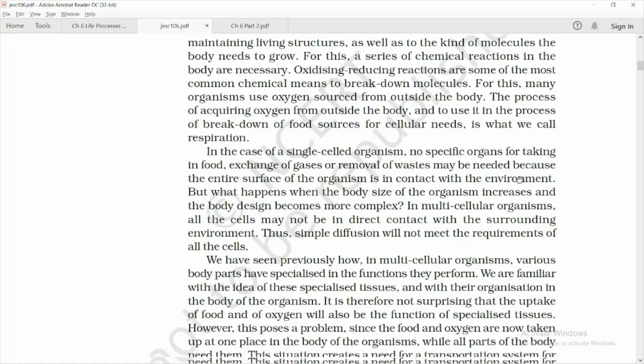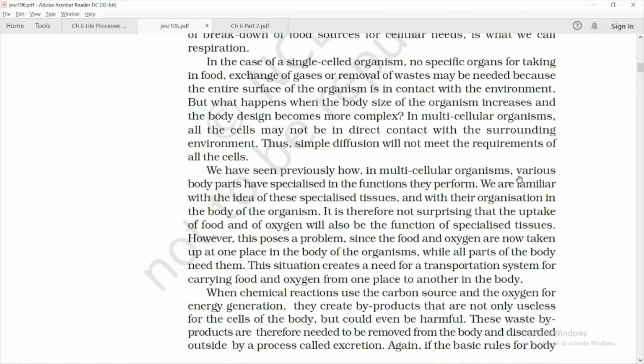In the case of single-celled organisms, no specific organs for taking in food, exchange of gases, or removal of waste may be needed, because the entire surface of the organism is in contact with the environment. But what happens when the body size of an organism increases? The body design becomes more complex. In multicellular organisms, all the cells may not be in direct contact with the surrounding environment. Thus, simple diffusion will not meet the requirements of the cell.